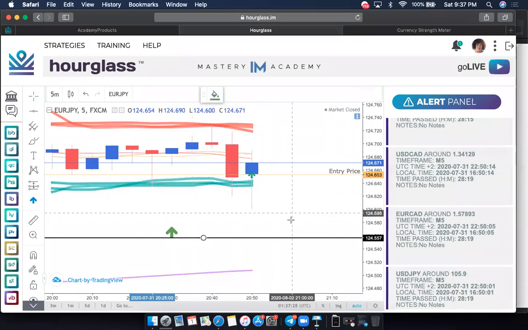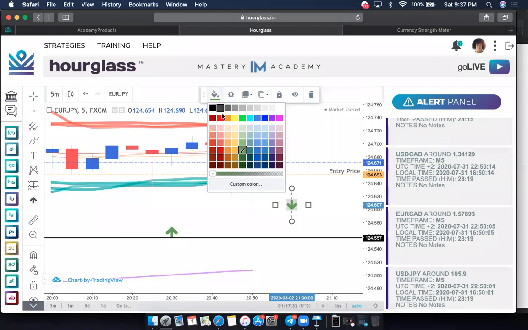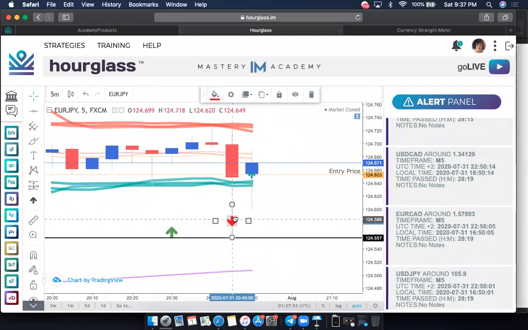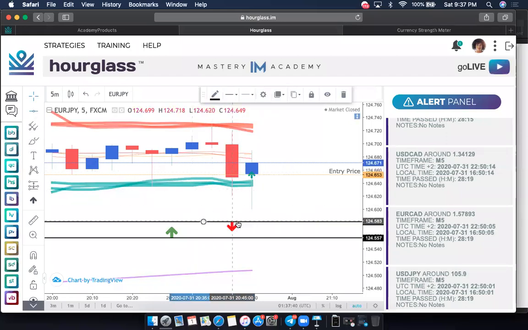For a down arrow, you want to enter at the top. You want to enter at the top of the down arrow, so you want to enter right around there. You want to wait for price to pull back right around here, and then you want to hit put.